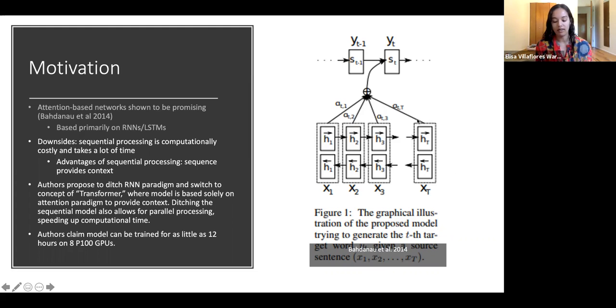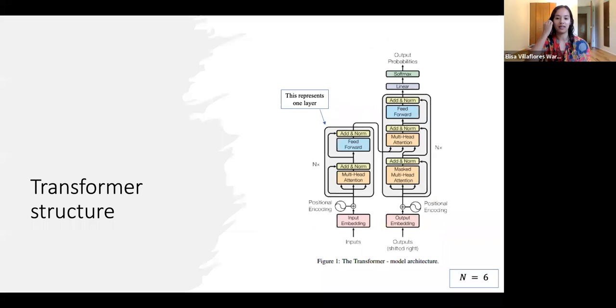And the advantage of this is that they argue that they can dramatically cut down both computational time and computational cost, because they basically run all of the processes in parallel, and they don't need to do this sequential processing anymore. And they claim that they could train a model based on this Stanford translation data set in as little as 12 hours with 8 GPUs. Okay, so now that we have the motivation, let's look at what the transformer looks like.